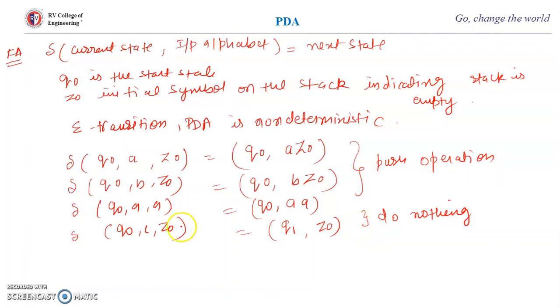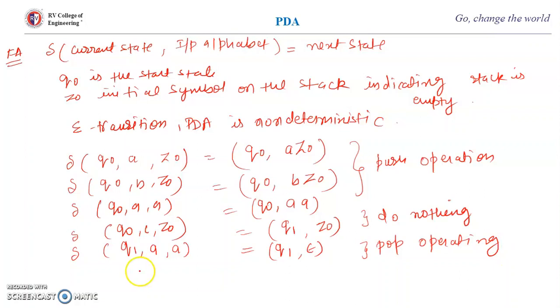Okay. Now if I say delta, Q1 is the state, I give input A, the stack top is also A, and then the machine remains in the same state Q1 and epsilon. So this indicates the pop operation. Whatever is there on the top will be popped out. So we are reading A, the top of the stack is also A, and when we write epsilon, that means whatever is there on the top of the stack will be popped out. So these three operations will be there in a PDA. This is how we will show the transition. Okay.